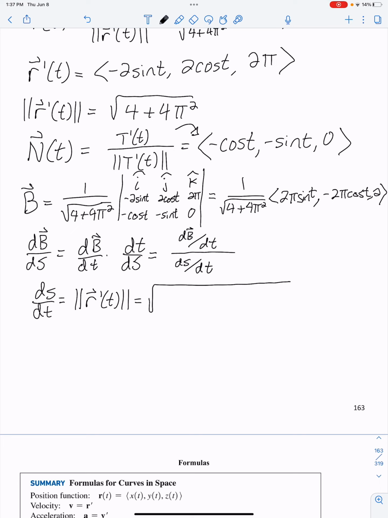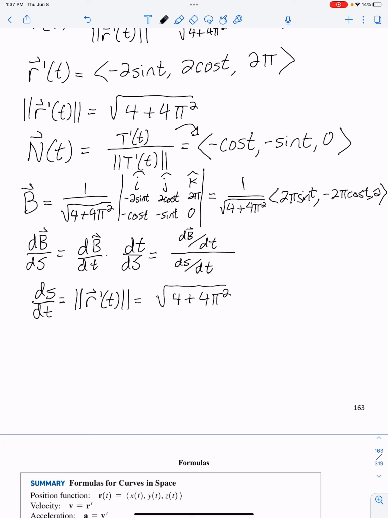How this is going to work is I'm going to get a 4 times sine squared t plus cosine squared t, and then I'm going to get, where's that r prime, 2, so I got a 4 pi squared. So the magnitude, oh, we already did this. Doing work that we've already done. Okay, so we already have that right above. I'm going to erase this and put that there. It's a square root of 4 plus 4 pi squared.